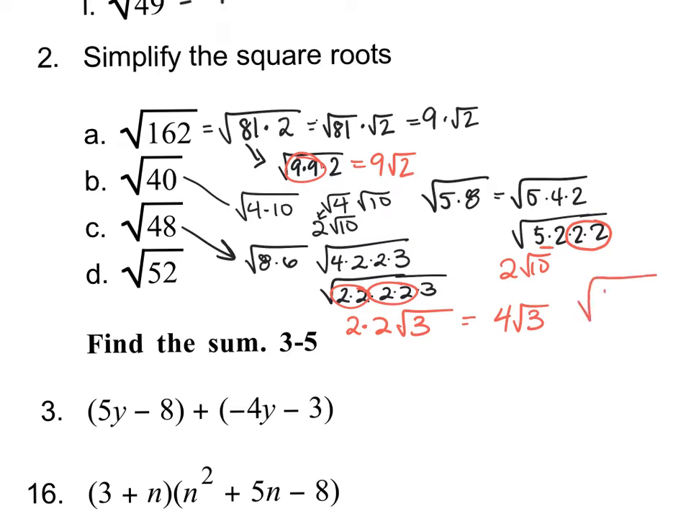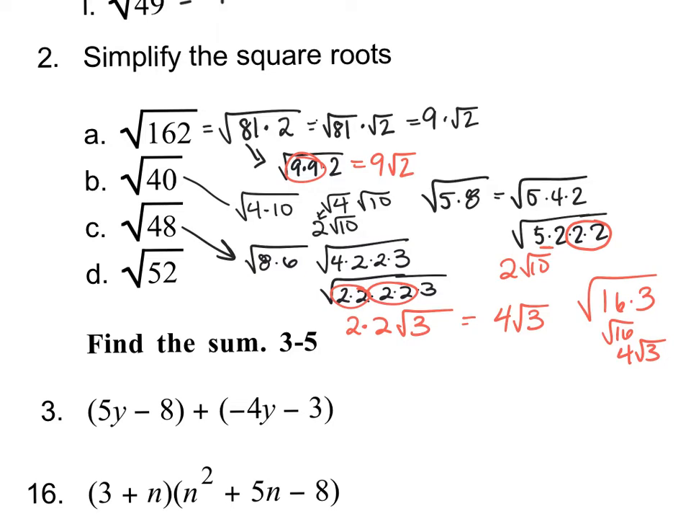Now, if you saw that as 16 times 3, we say the square root of 16 is 4, and the square root of 3 stays underneath. The numbers that are by themselves and are not perfect squares stay under the radical. The numbers that are the perfect square are what come out.